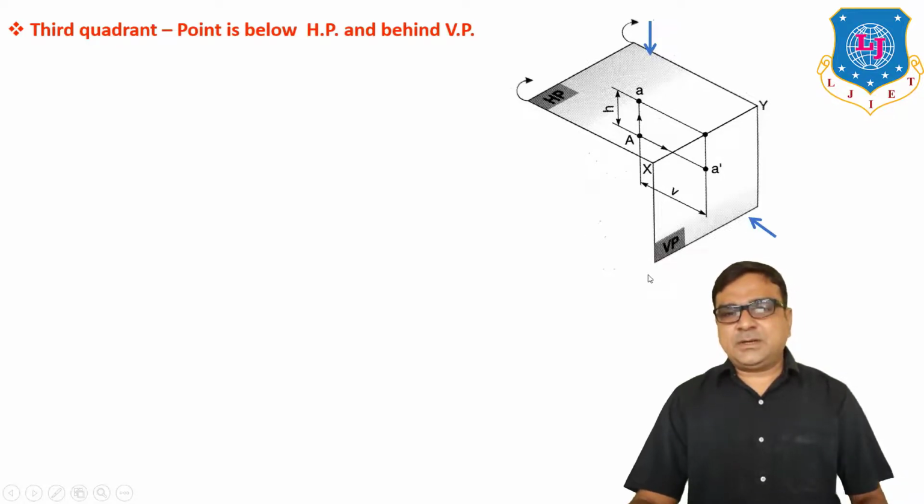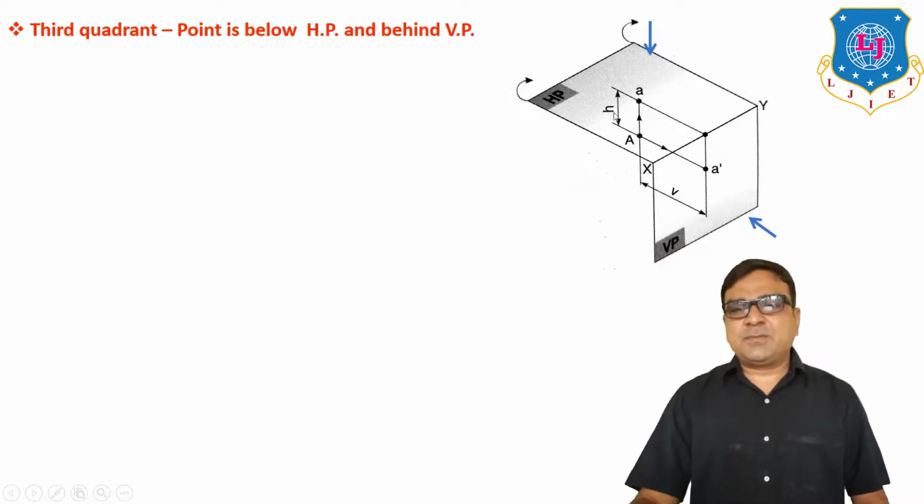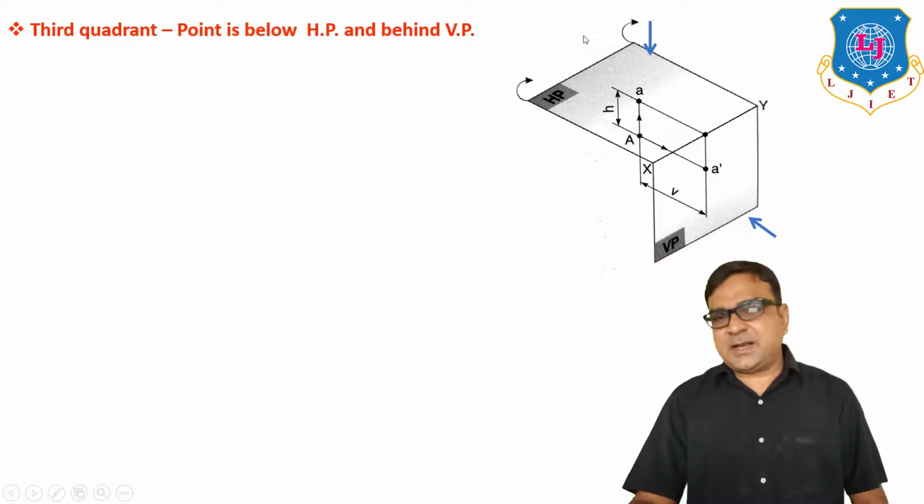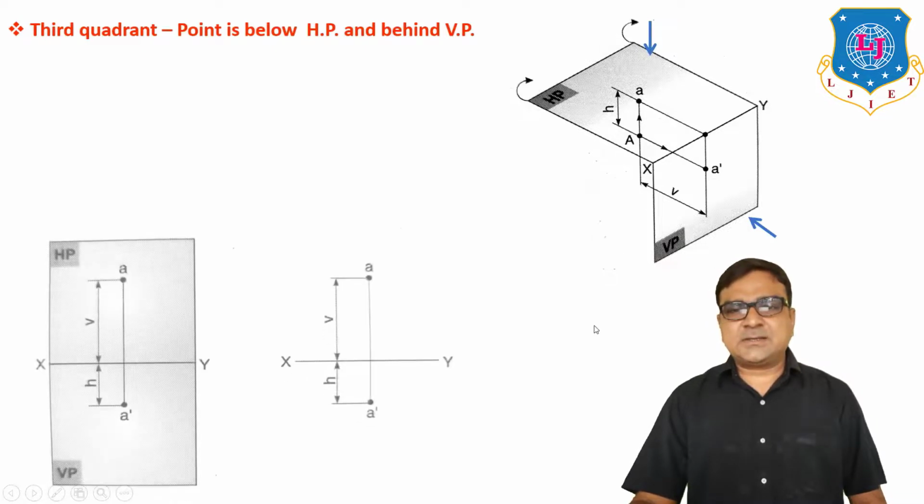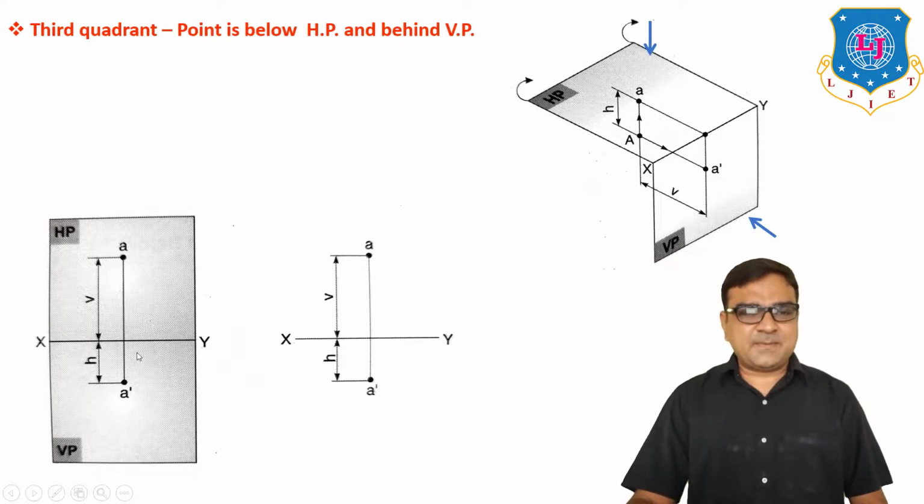Now for drawing in a single plane, we always have to move the horizontal plane clockwise by 90 degrees. We do not move the vertical plane. After revolving H 90 degrees clockwise, our projection looks like this. XY: A dash is below XY at H distance, and the top view small a is above XY at V distance. Generally, it is represented like this.